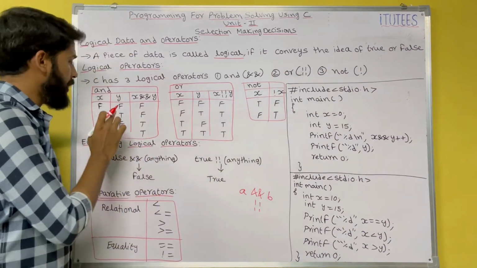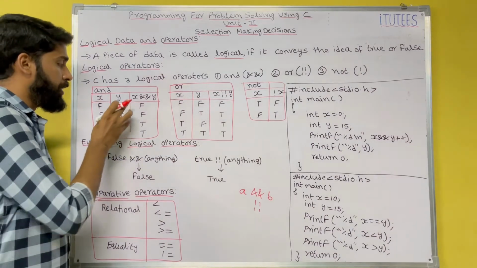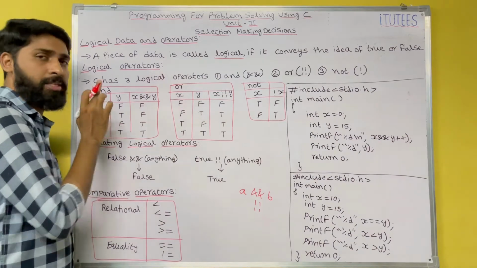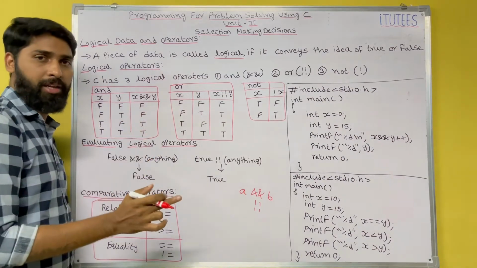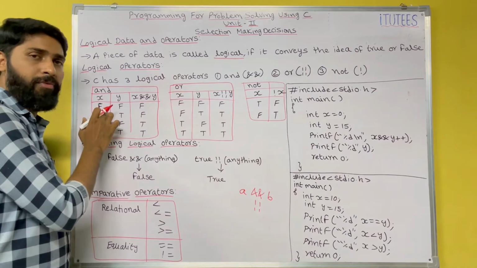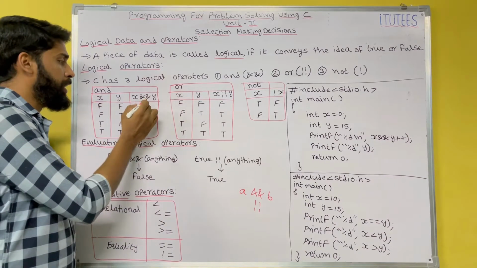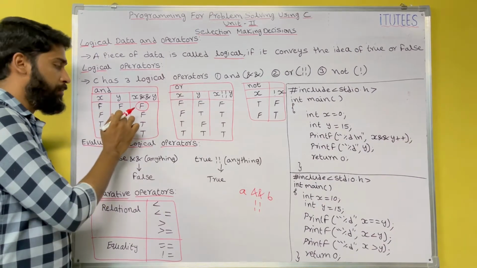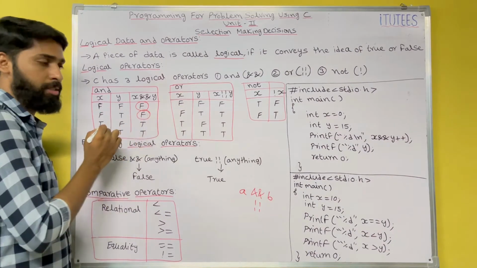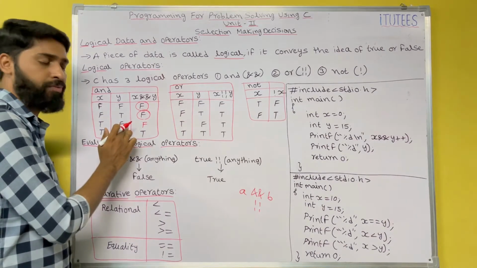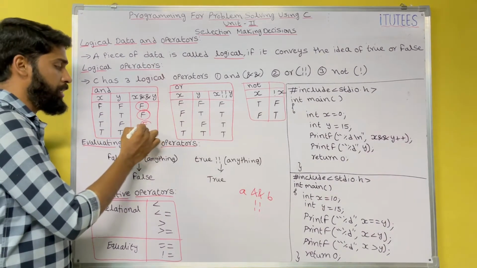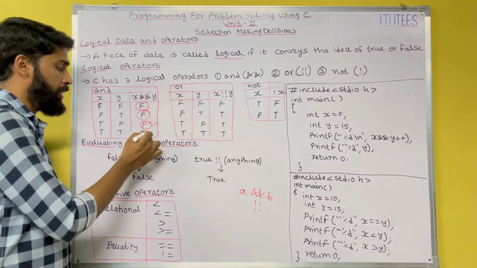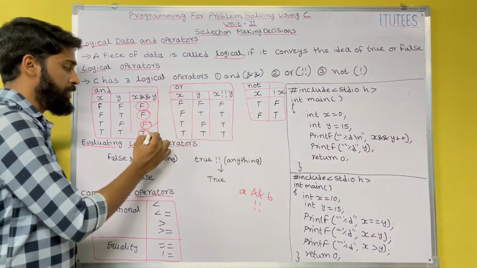So here, this is the table for the AND operation. X and Y: X is one expression and Y is another expression. If the X result is false and the Y result is false, then X and Y is false. Similarly, if X is false and Y is true, the result is false. If X is true and Y is false, then also the result is false. If both the X and Y expressions are true, then only X and Y is true.